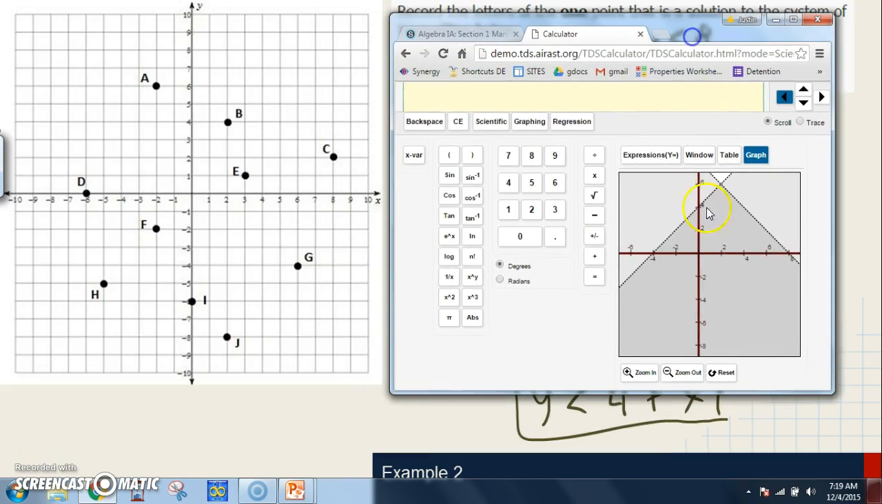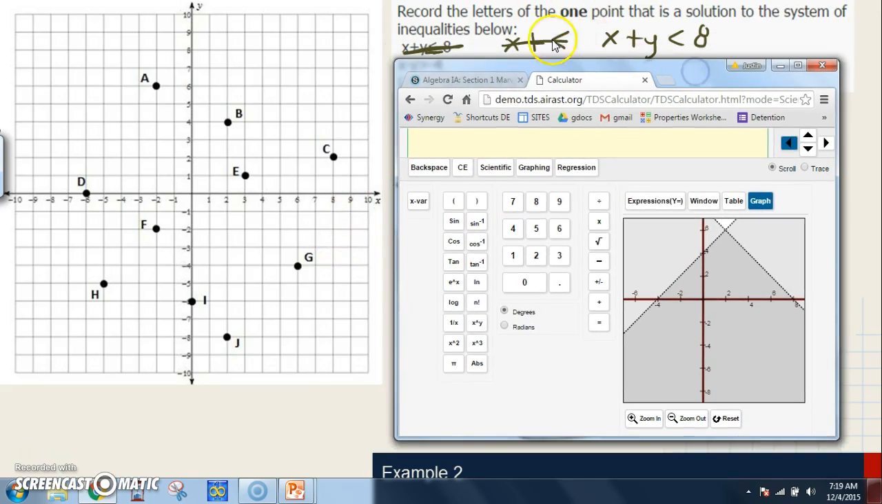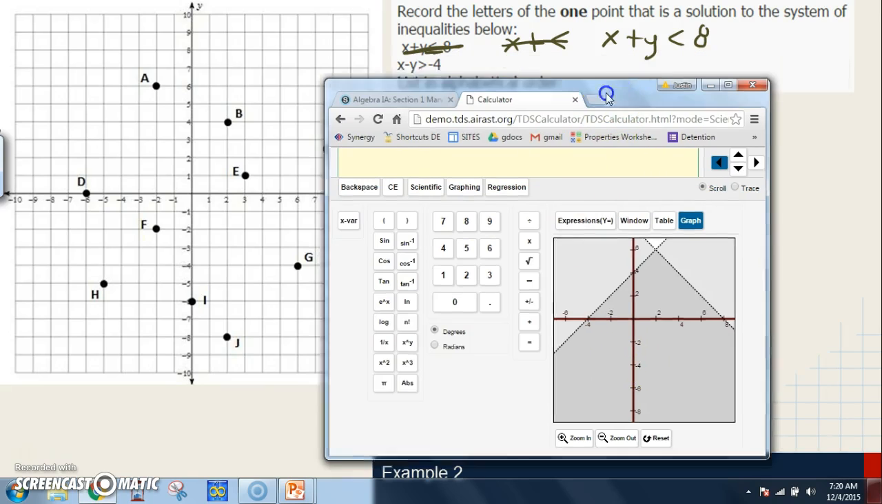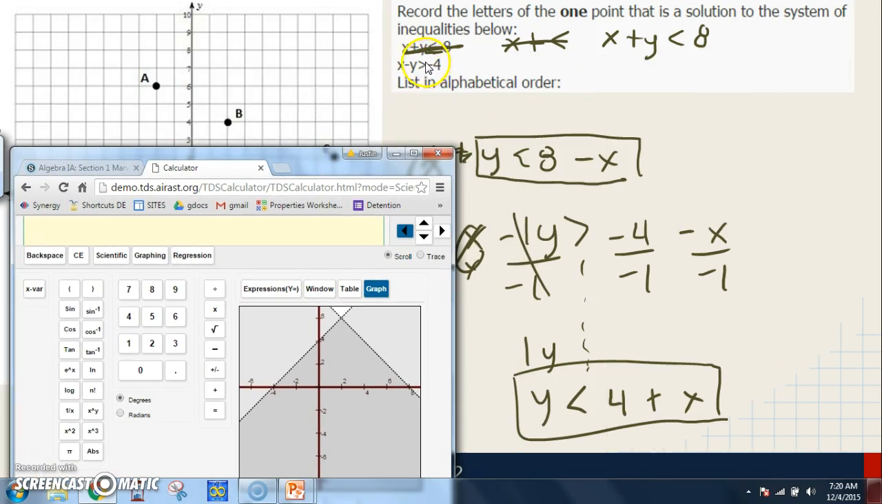Move this over here. Our window is nice and zoomed in, so we don't need to zoom in, zoom out, or scroll really. We're looking for how many points? We're looking for just 1 point. Well, it looks like there's way more than 1 point. So did I do something wrong when I was trying to solve this for y? Yes, it looks like I did make a mistake.